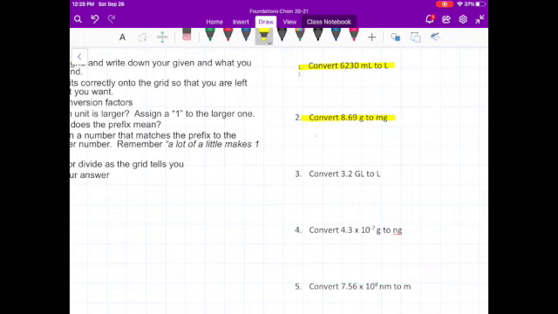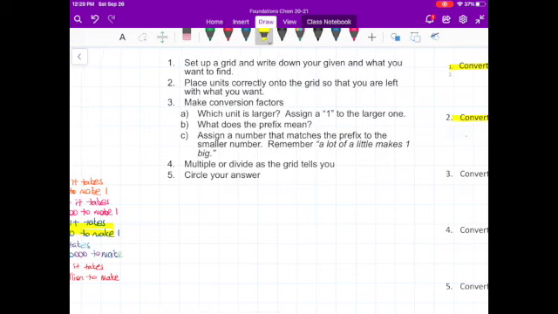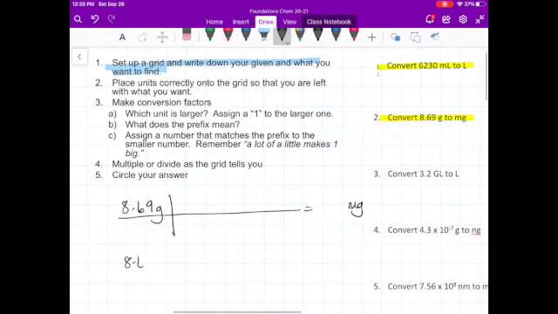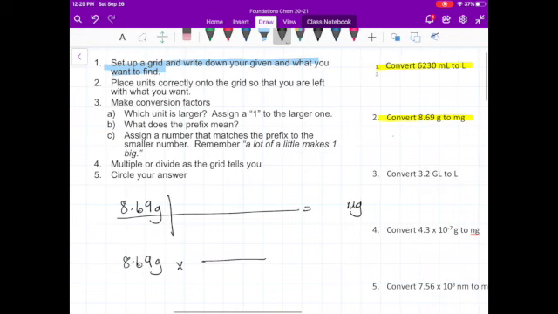Okay, so I'm proud of you if you can do this in your head. Do it in your head quickly, and then let's use the process and see if we get the same answer. So this one says convert 8.69 grams to milligrams. Step 1 says set up a grid and write down your given and what you want to find. Okay, so my given was 8.69 grams to milligrams. And if you prefer this way, the same thing.